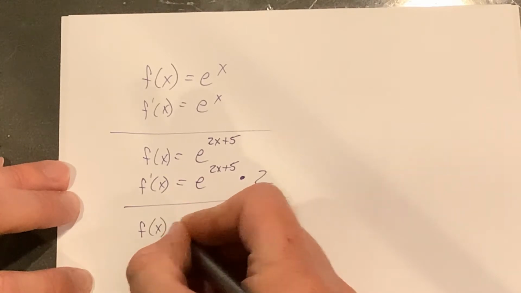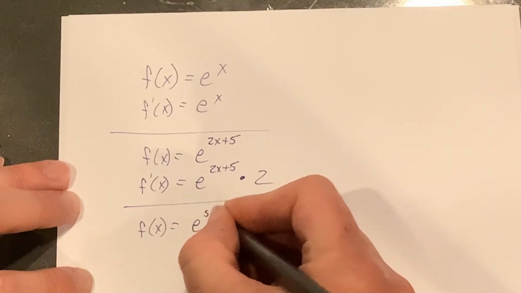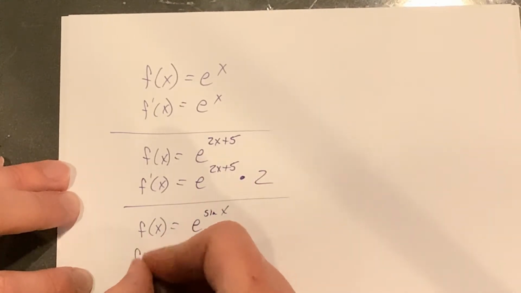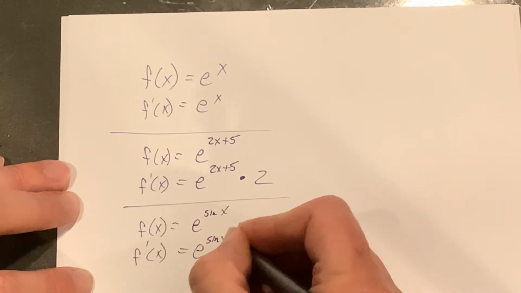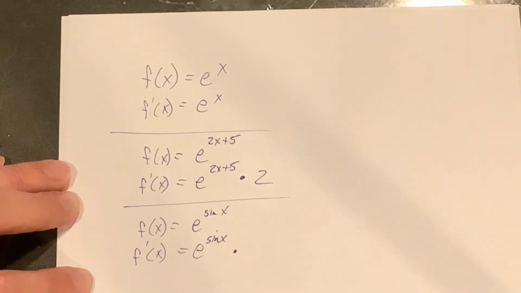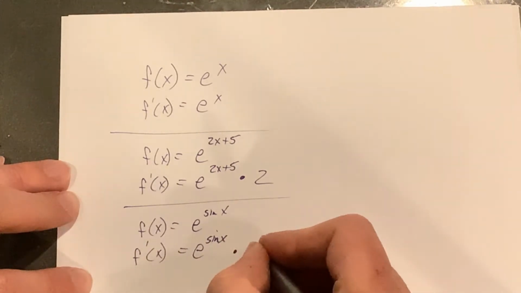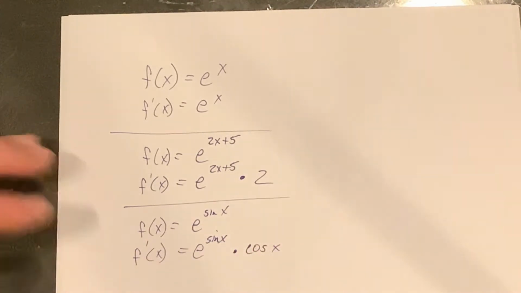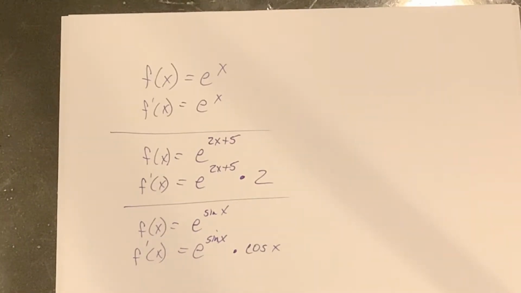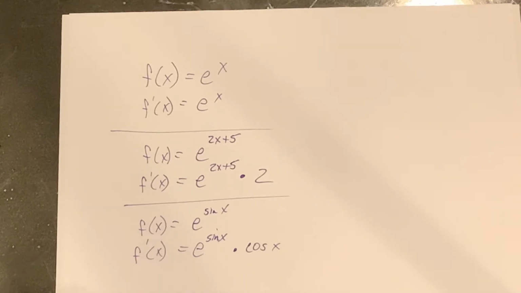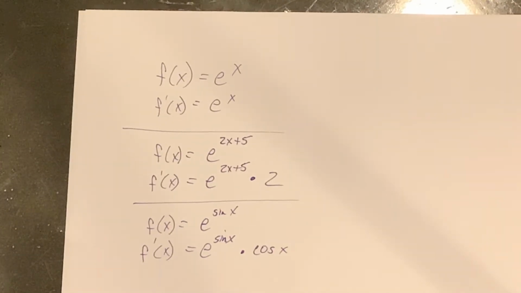So f of x equals e to the sine of x. Then the derivative is going to be e to the sine of x, so e to the stuff times the derivative of the stuff. The derivative of sine of x is cosine of x. That's what we did a couple months ago. So now we're going to integrate. Today we're going to go backwards, just like we did last week with natural logs.